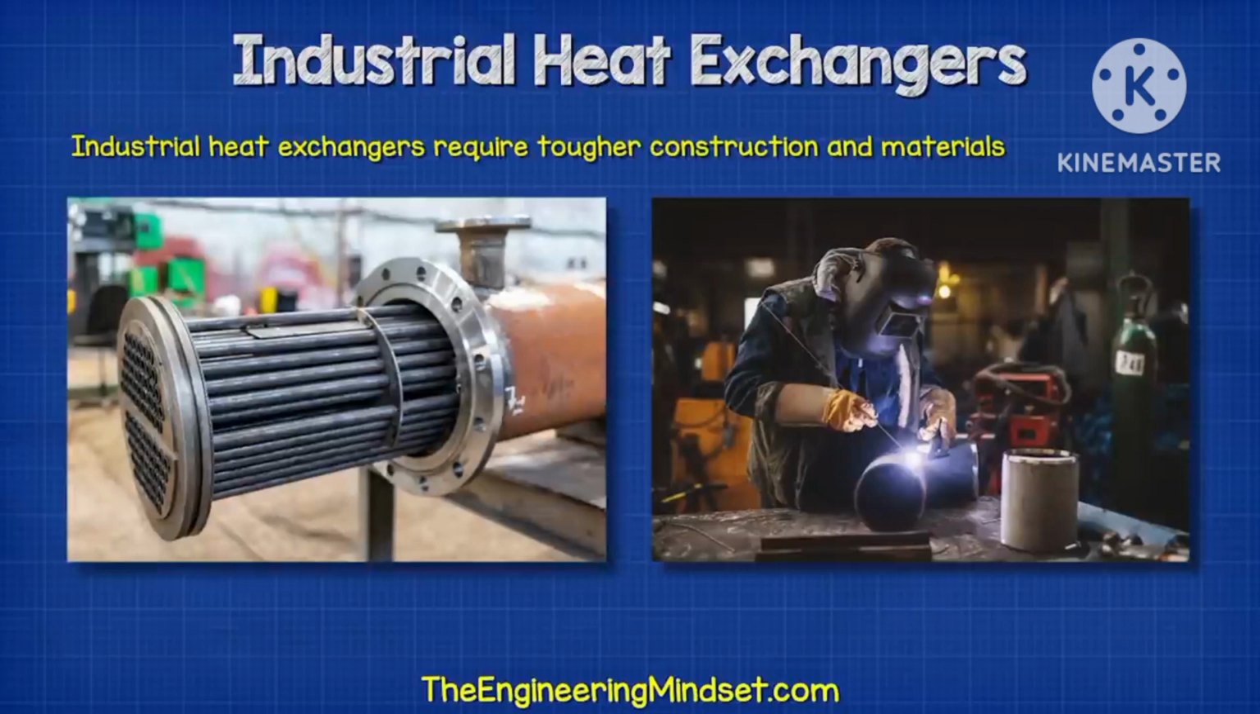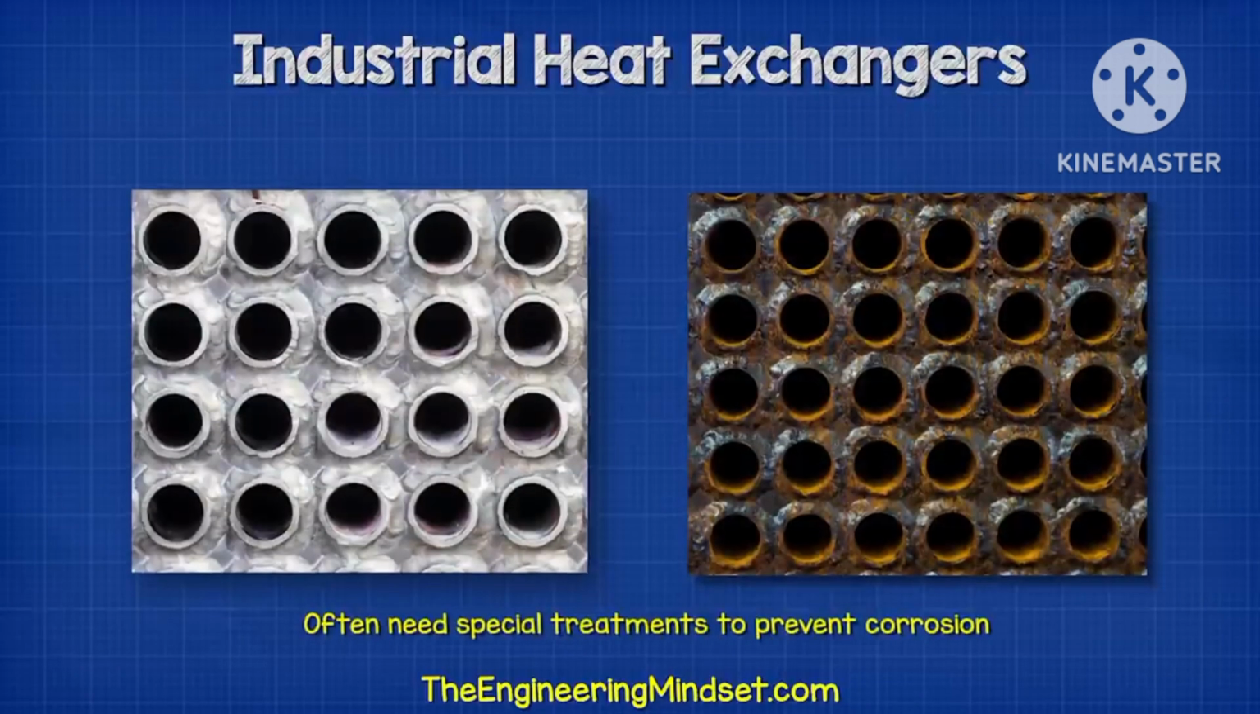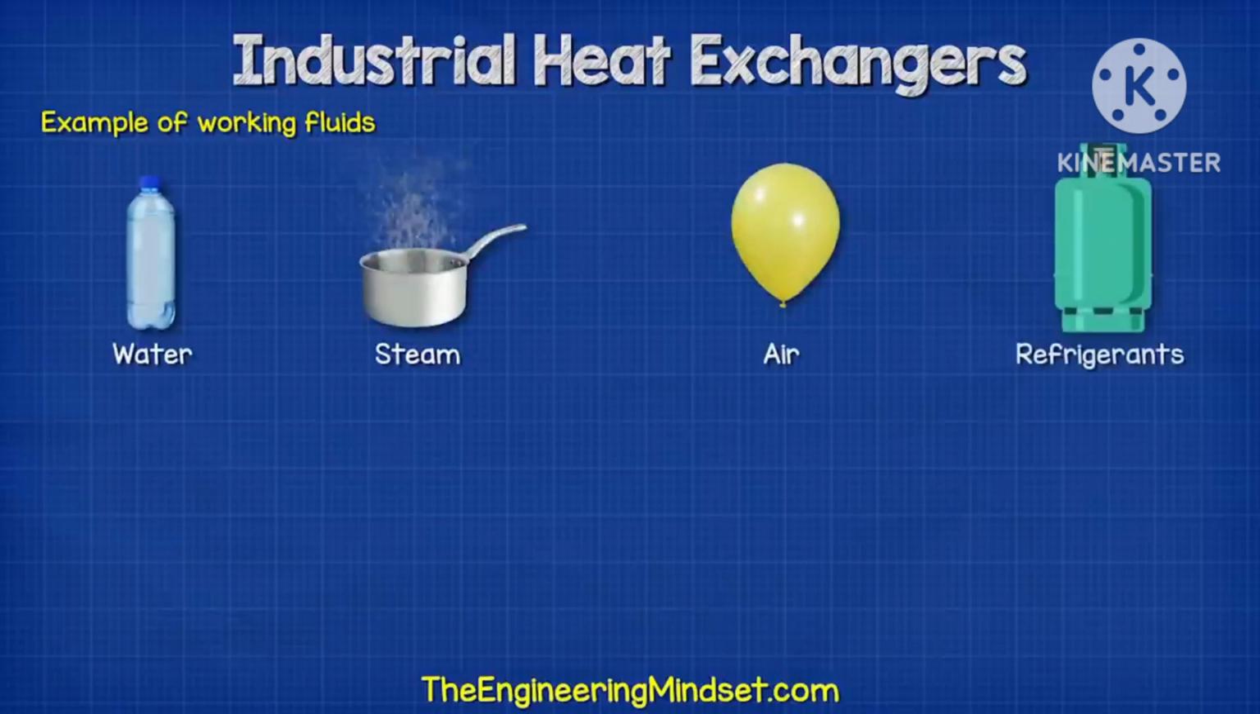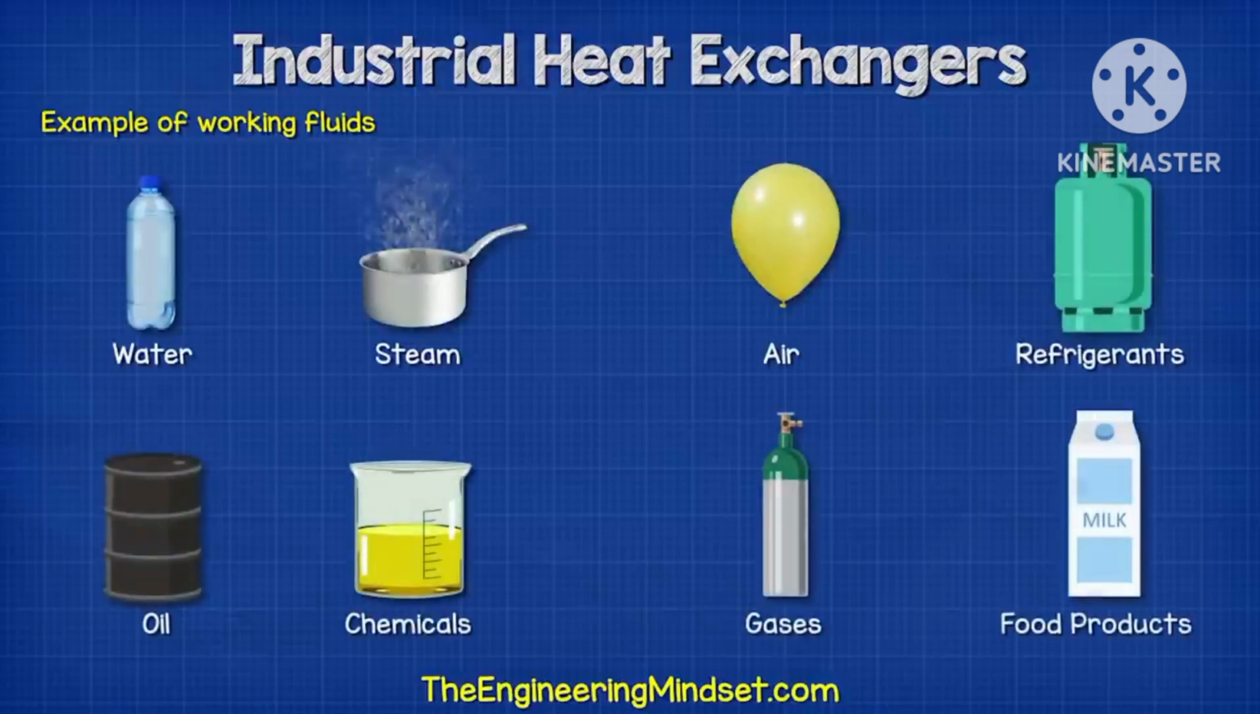Therefore, these units are built sturdier and from more robust materials. The working environments are often corrosive, so they are chemically treated to handle this. These heat exchangers will handle fluids such as water, steam, air, refrigerants, oil, chemicals, gases, food products, etc.